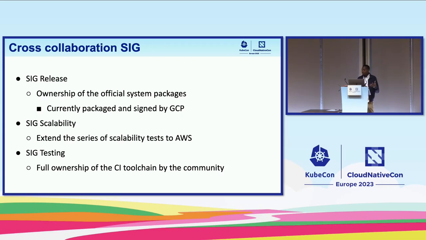We also work with SIG testing to have full ownership of the CI supply chain, because we still have workloads inside Google we need to transfer, and we have to have that relationship with all of the SIGs. So we are not a SIG, we can't operate by ourselves. We have that relationship with those SIGs because they're relying on us to do the work. Everything they do every day relies on the infrastructure we provide.